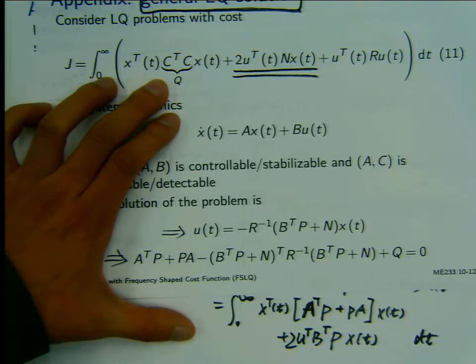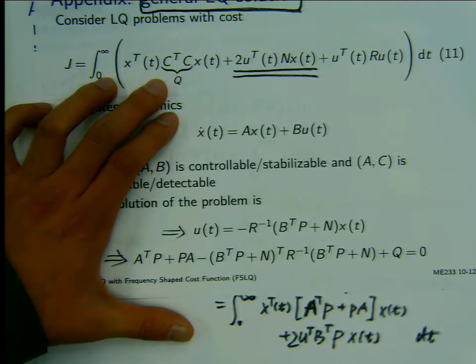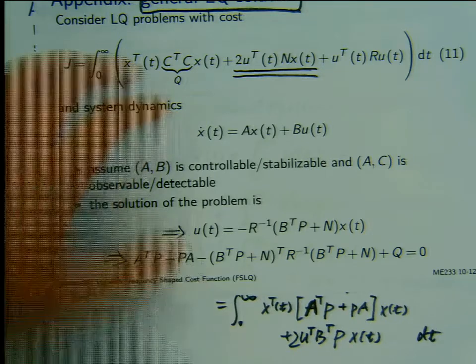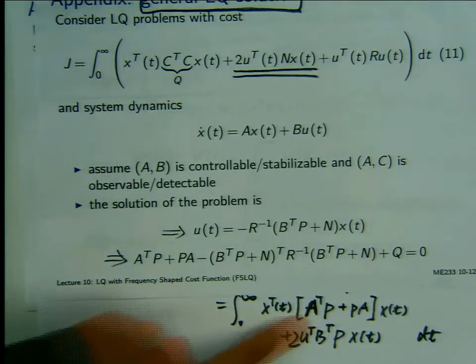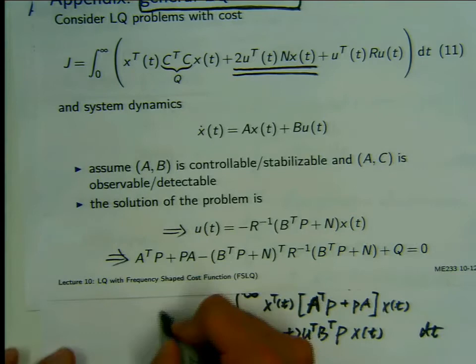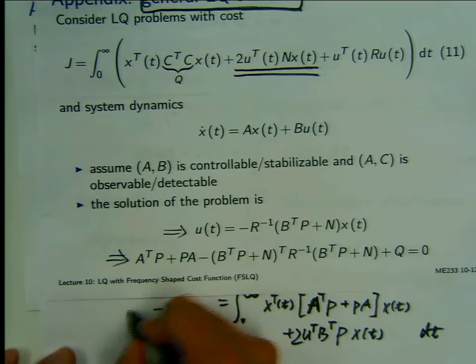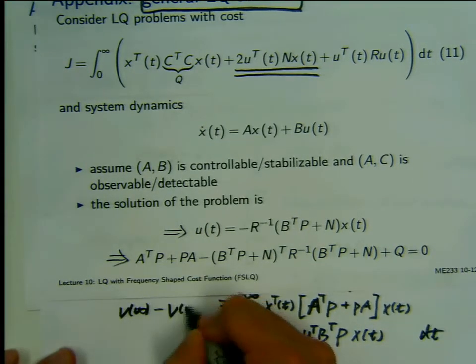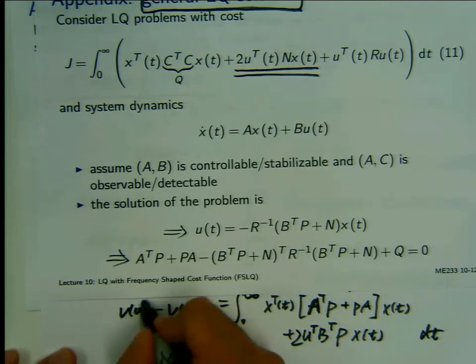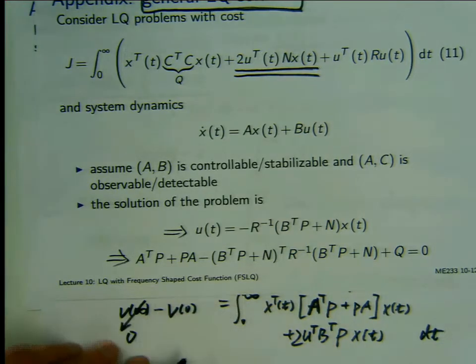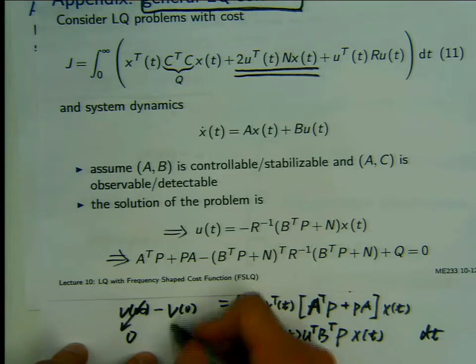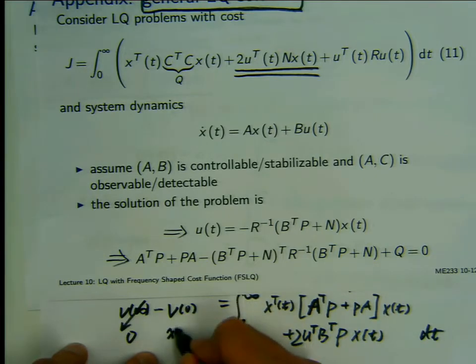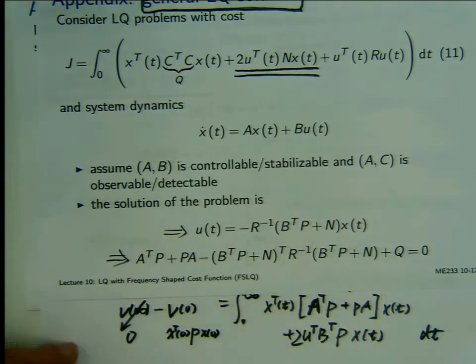In other words, how can we make use of this result here? Negative V, so it's V infinity minus V0 equals this guy. And you have seen that V infinity is 0. And V0 is x0 transpose P x0.